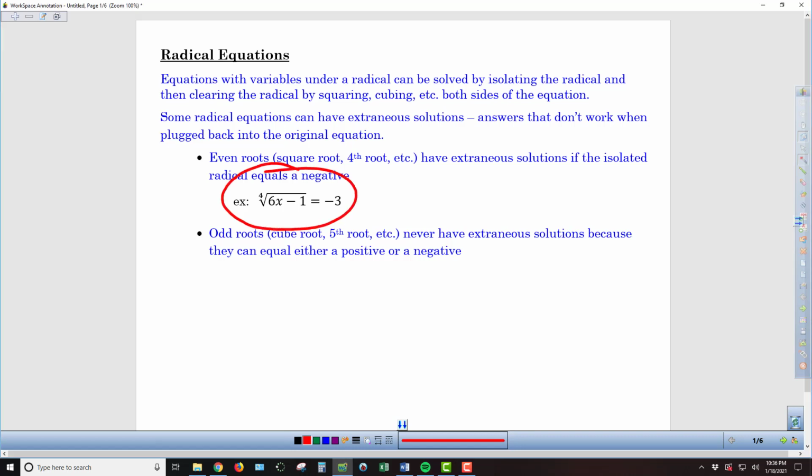So for example, on the one that we see in front of us here, the radical's isolated, it's a fourth root, so I would just raise both sides to the fourth power in order to clear that radical to be able to get the variable out from underneath it.